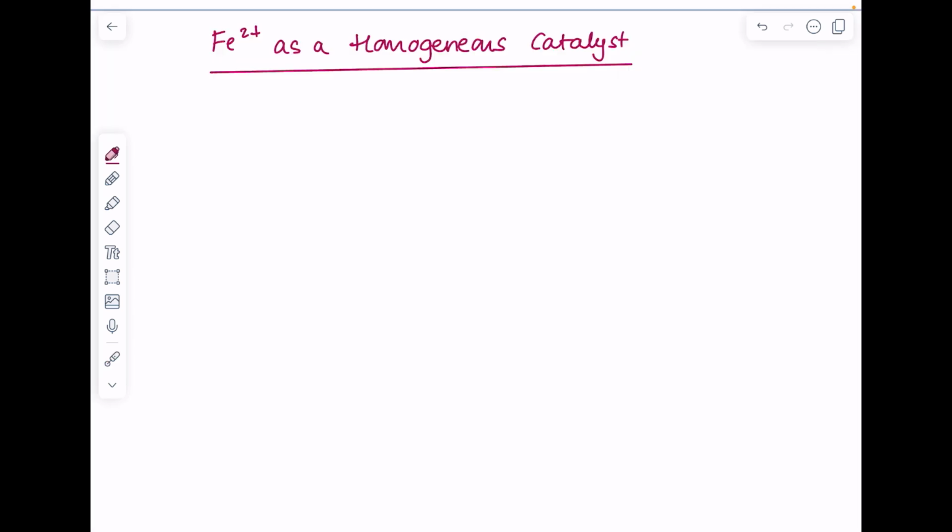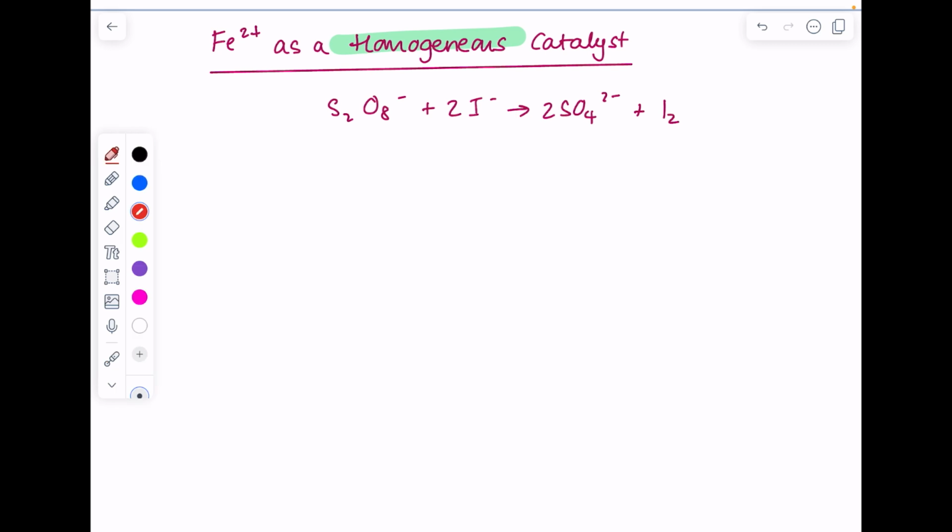What about the use of Fe2+, this time as a homogeneous catalyst, one which is in the same phase as the reactants? So Fe2+ can be used as a catalyst in the reaction between I- and S2O8 2- ions. I'll show you the overall equation here. Now, the iron ions act as a catalyst because they have variable oxidation states, and they are positive ions, so they attract the negative ions, and the catalyzed reaction occurs in the following steps. So here's step 1.